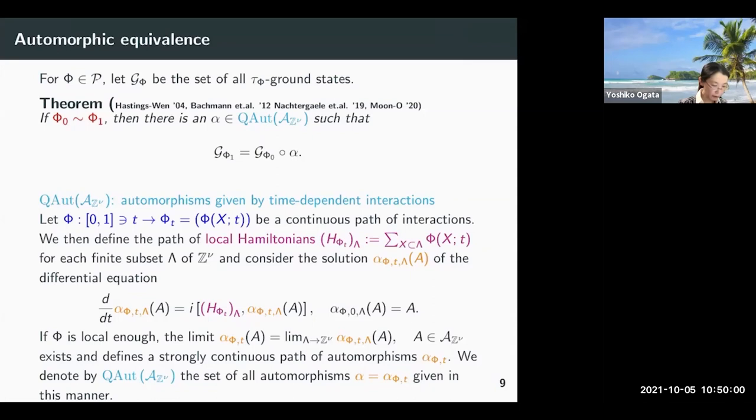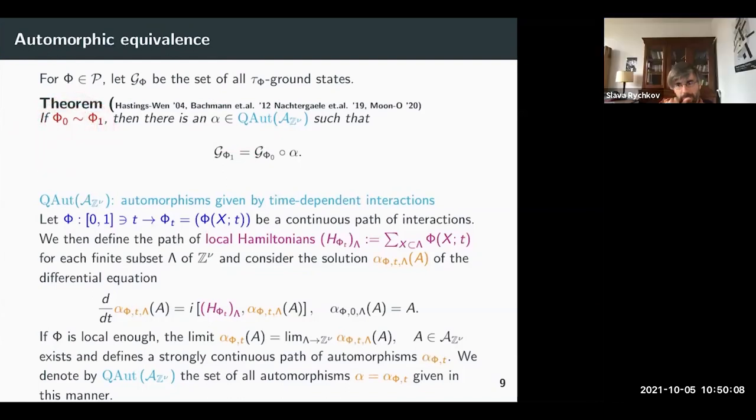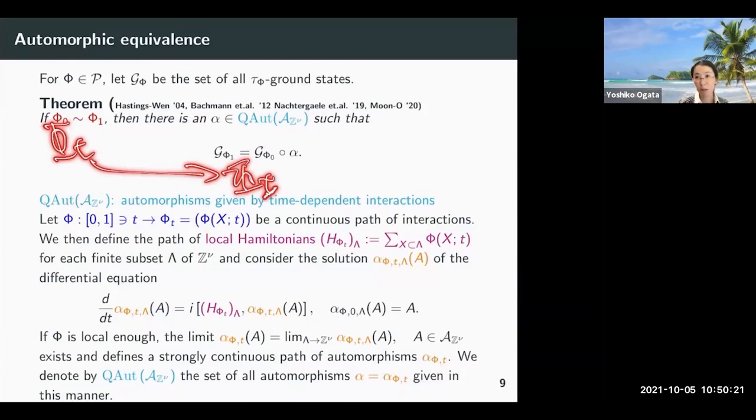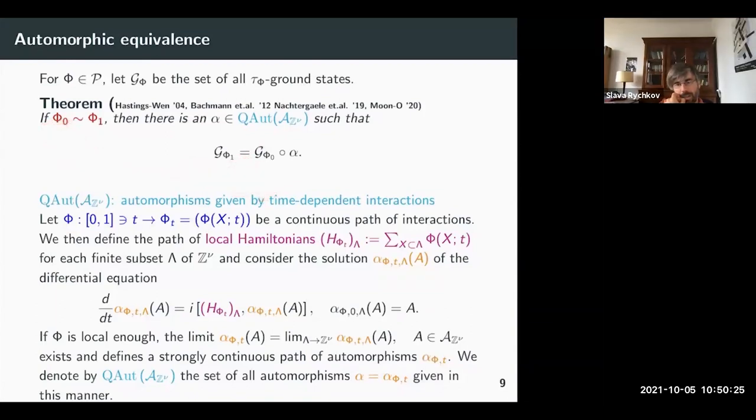The path giving this automorphism is different from the path given by this one. I see. Using this existence of the gap, let's say this is given by phi t, we cook up some other path of interaction, introducing the information of the gap. Yeah, okay, this is something good.